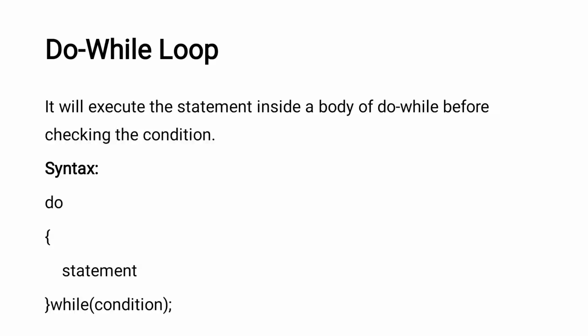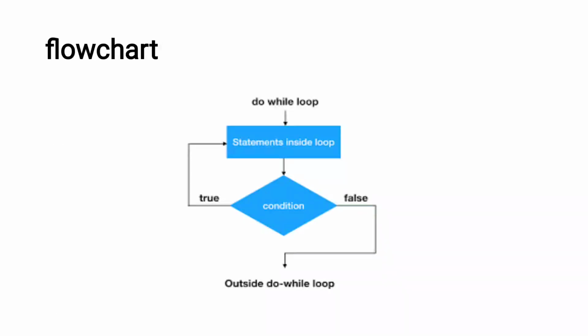Next is do while. In do while, the condition is going to be checked at the last. So we have do, the statement, and then while, the condition, which is checked at the last. When we execute it, the statement is executed first, and only then does it check the condition. So this is the general flow chart. We have statements inside the loop, and then the condition. If it is true, we go back and check the condition again. Otherwise, it goes outside the loop.